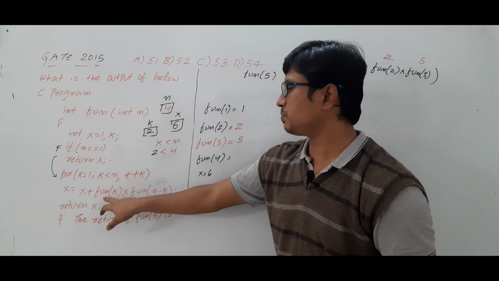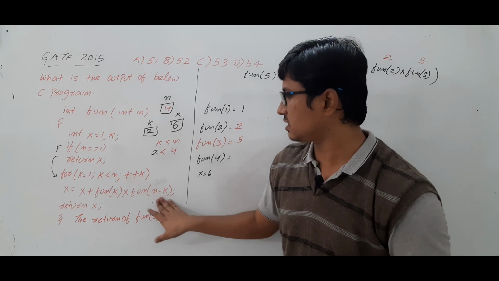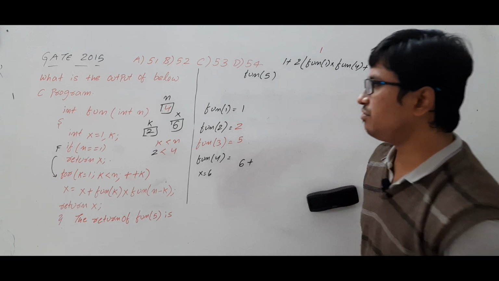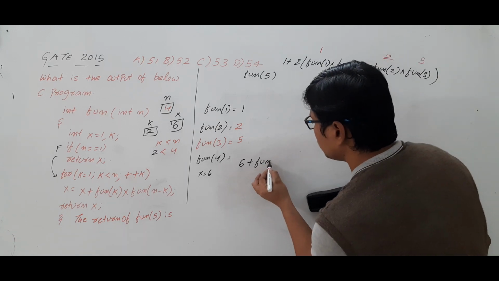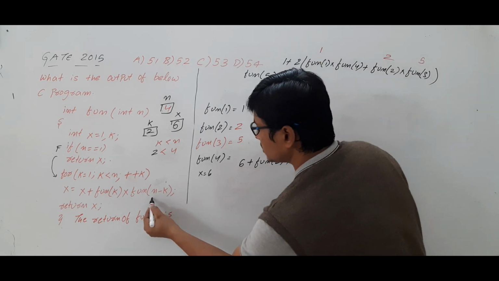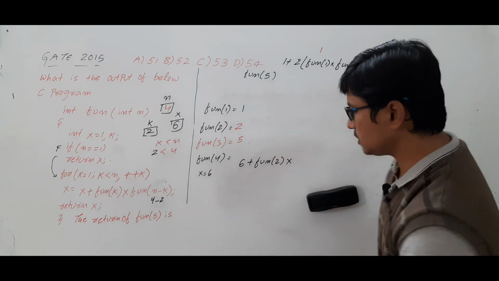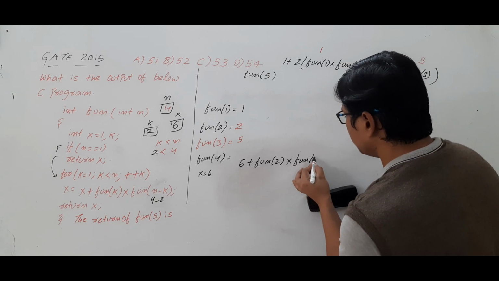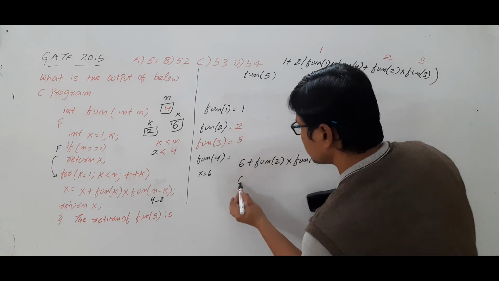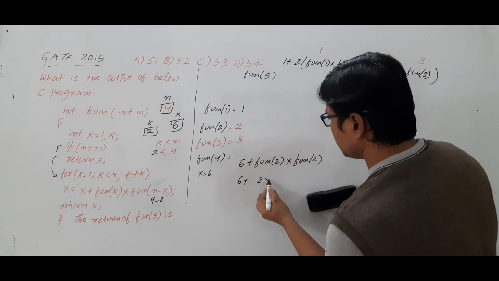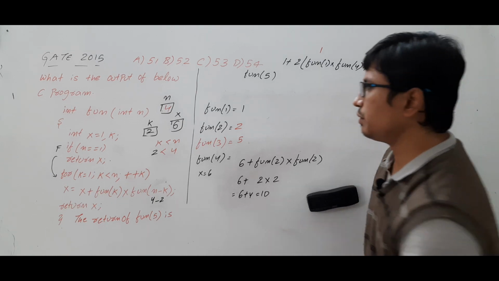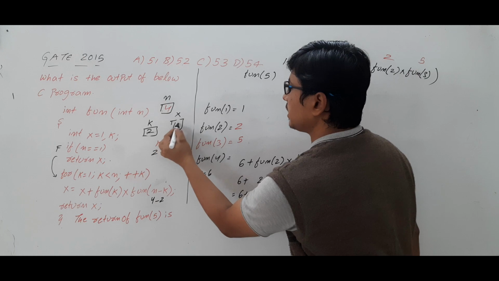X is equal to x plus fun k into fun n minus k. Now x value is 6. So 6 plus fun k. Fun k means nothing but fun 2, because k value is 2. And fun n minus k: n value is 4, k value is 2, so 4 minus 2 is nothing but fun of 2. Now you already know fun value of 2, which is 2. So substitute the value, 2 into 2, which is nothing but 6 plus 4, which is equal to 10. So now x value is updated to 10.